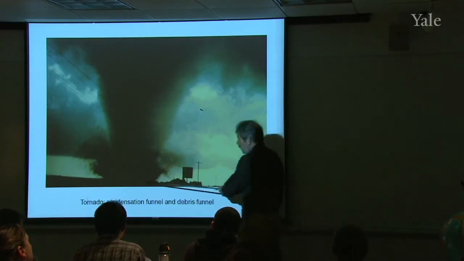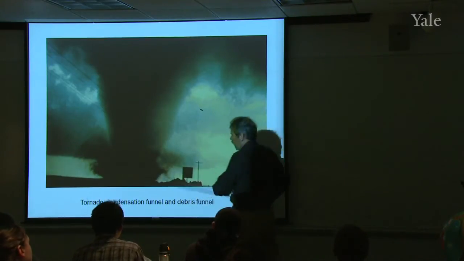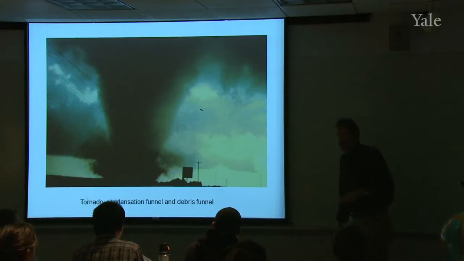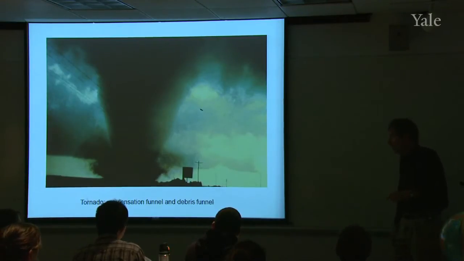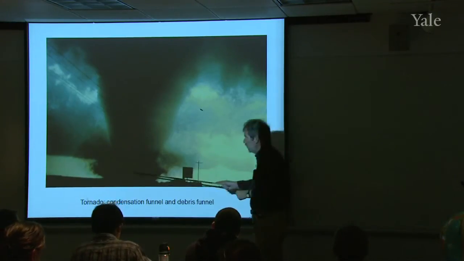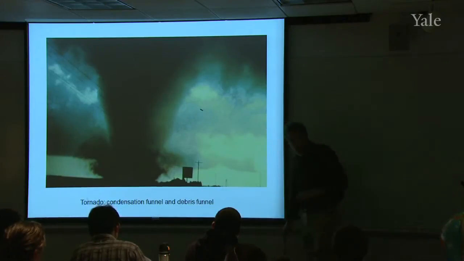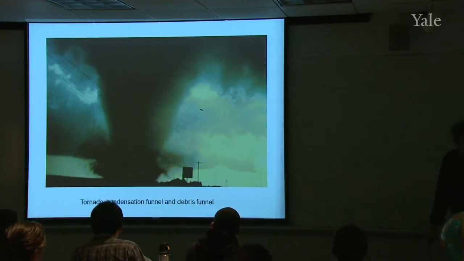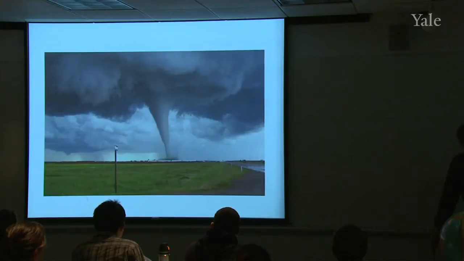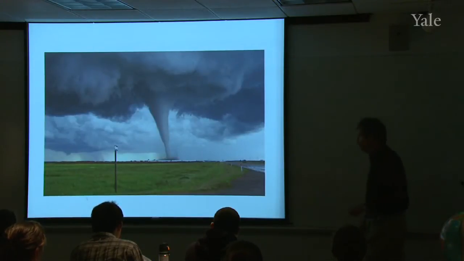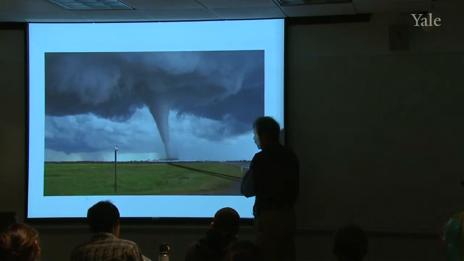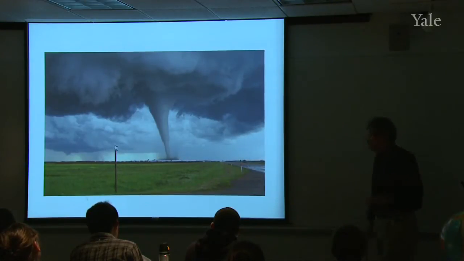Whereas this other thing here is the debris funnel. That's stuff that's been kicked up by the high winds at the surface. And that's not water. That's usually dirt or soil or cows or cars or houses and things like that. And here again, you see the condensation funnel and you see a debris funnel around that.